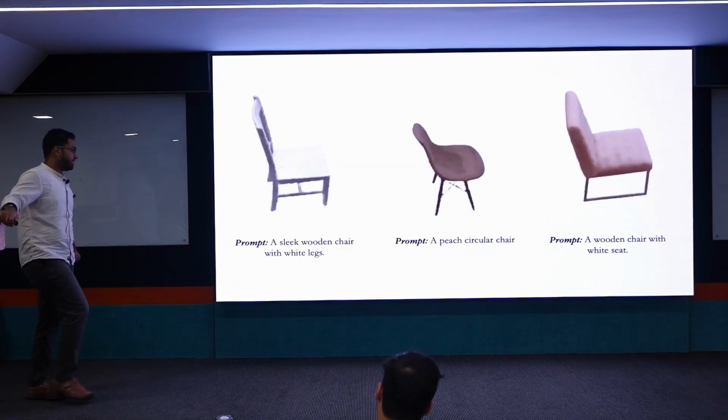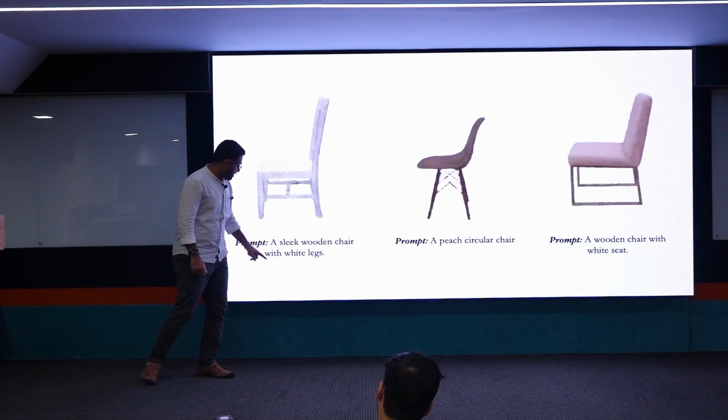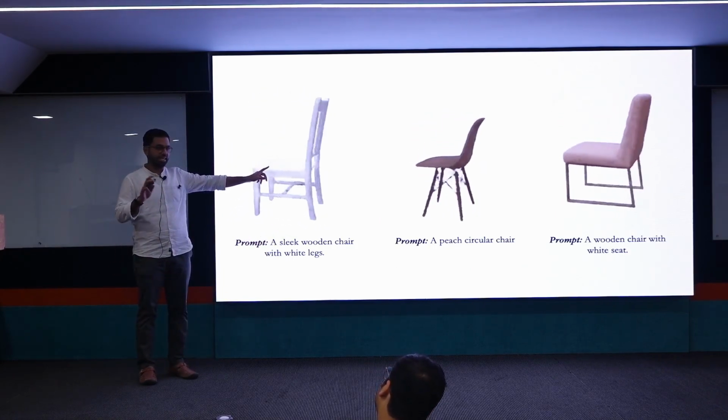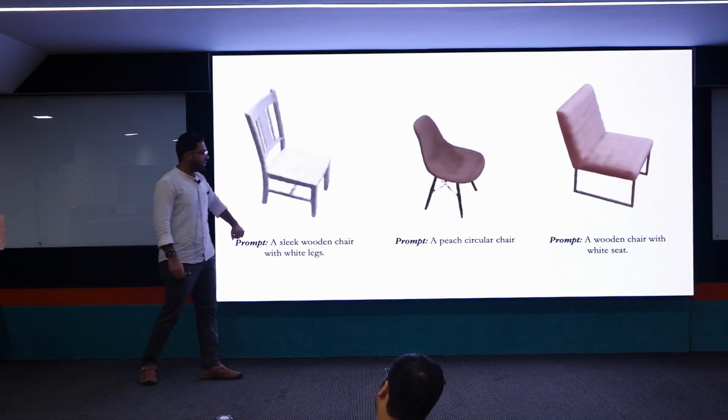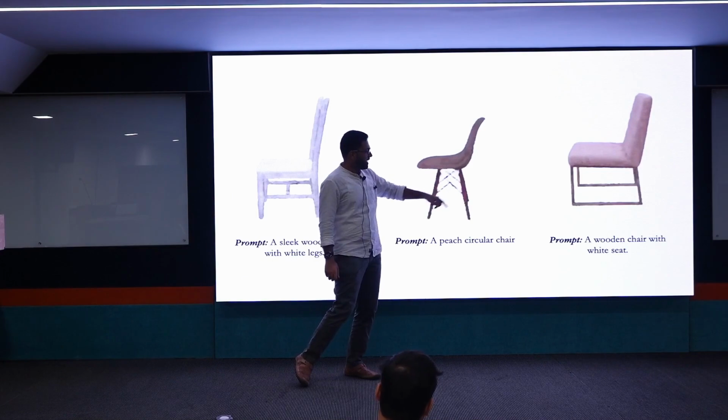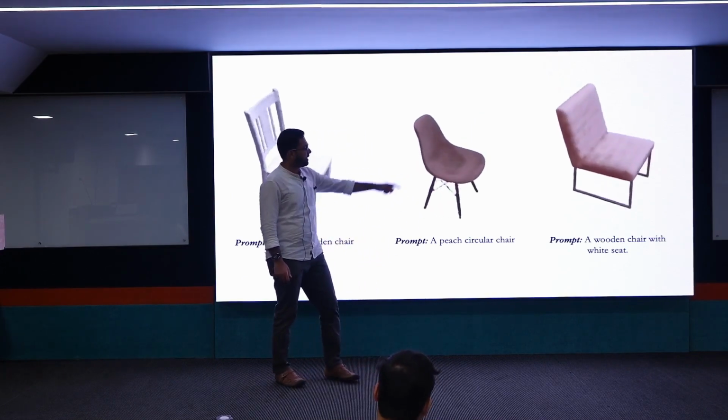And this is what you get, right? So a sleek wooden chair with white legs. So this is what you get, right? And this is again using the same hypernetwork architecture, right? A peach circular chair, so you get something that looks like this. A wooden chair with a white seat, right? So you get something that looks like that.